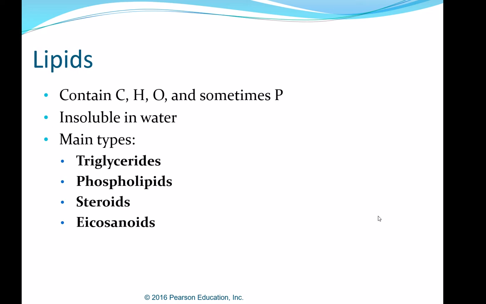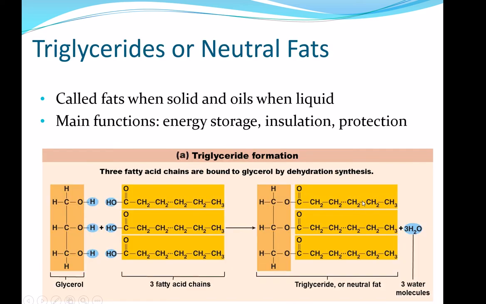And we have 4 main types of lipids. We have the triglycerides, the phospholipids, the steroids, and the eicosanoids. And we're going to talk briefly about what each of those are. So the triglycerides are what we call neutral fats. If it's a solid at room temperature, think of butter or lard, we tend to call it fat. Whereas if it's a liquid at room temperature, then we tend to call it an oil. But both are made up of these triglycerides.